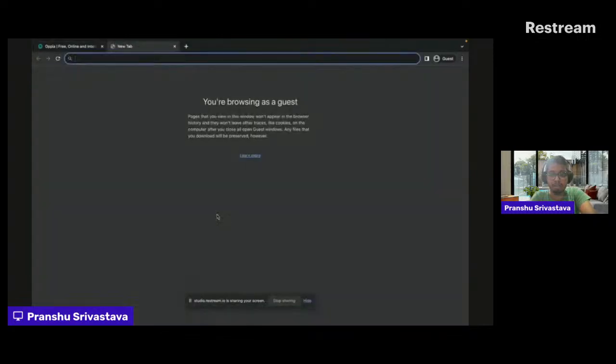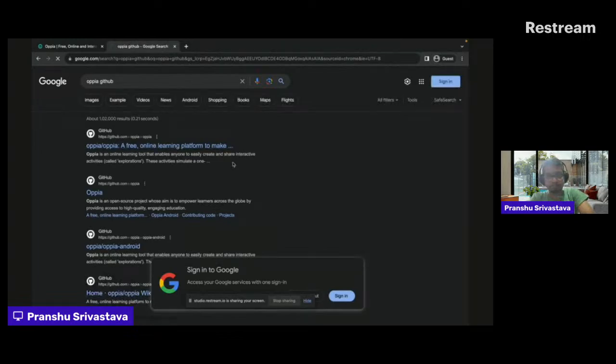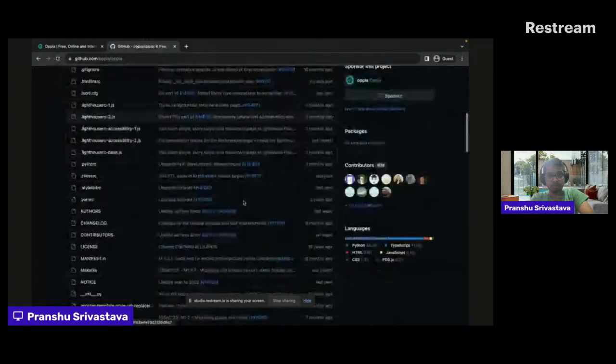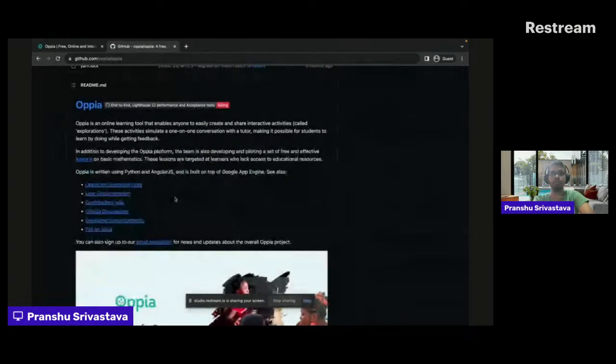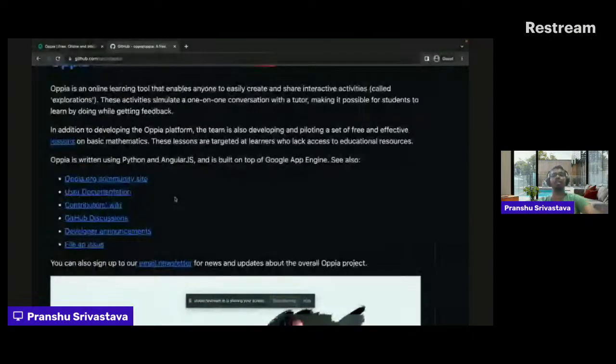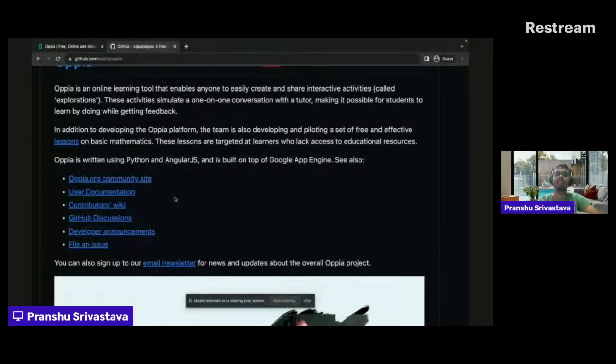So let me just show you their GitHub and their documentation. So as you can see, this is their documentation, and the first thing you can see is that they have different documentation for the user and the contributor.